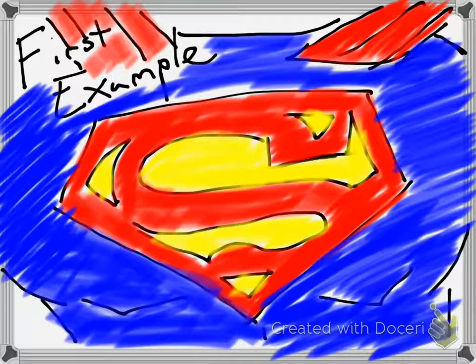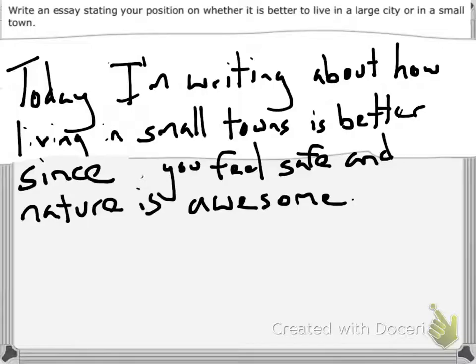So let's take a look at our first example. Up at the top is our prompt here: Write an essay stating your position on whether it's better to live in a large city or in a small town. So here's our first example. Today I'm writing about how living in a small town is better since you feel safe and nature is awesome.